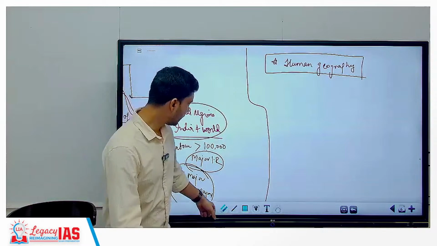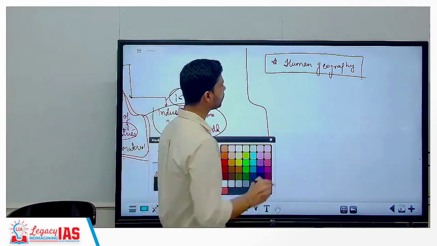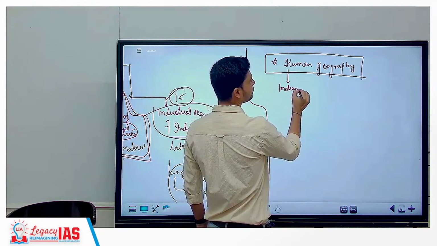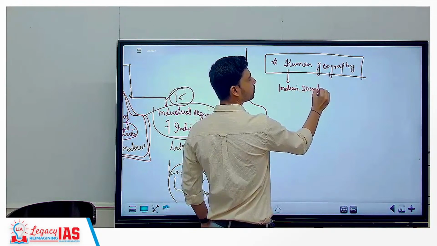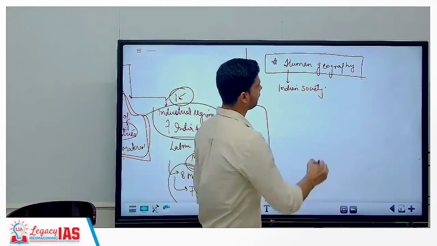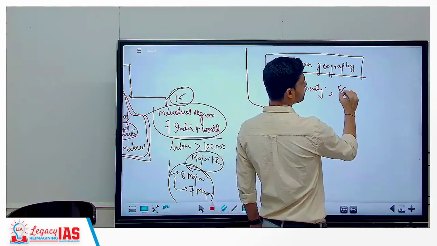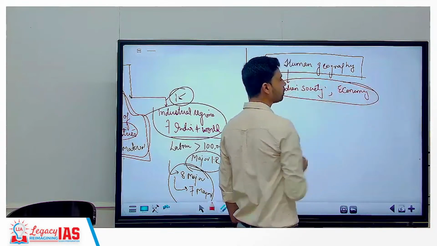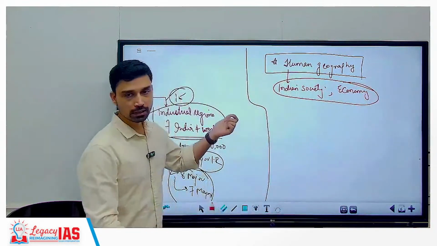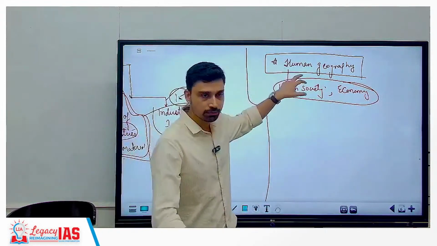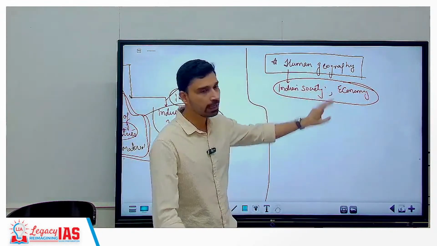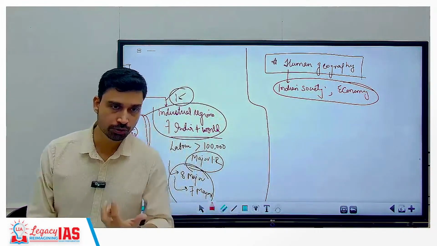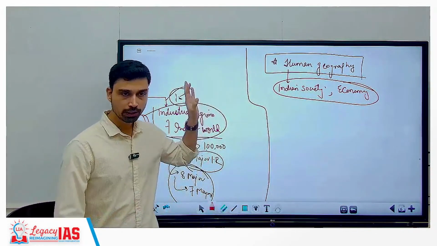Human geography, see, one advantage of human geography is that there is a lot of overlap. Another subject that you have studied in GS is Indian society, and in GS3 you also have to study about economy. So a lot of concepts and topics overlap between human geography, Indian society, and economy. That is why many times you will not be able to understand whether the question has been asked from economy, society, or human geography.